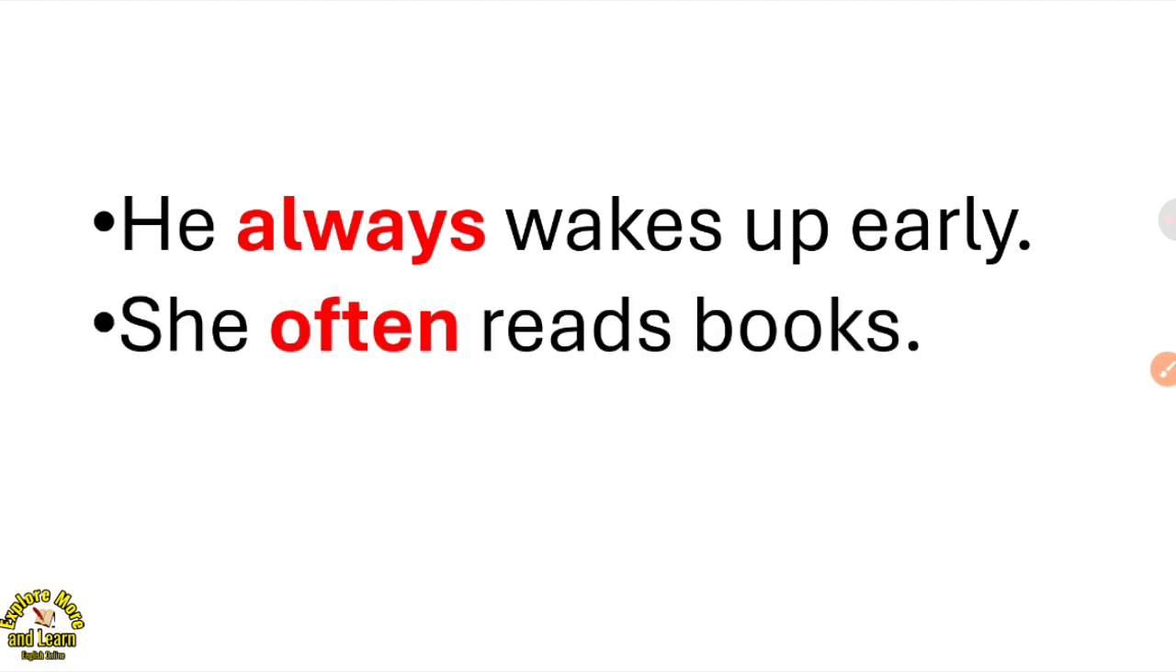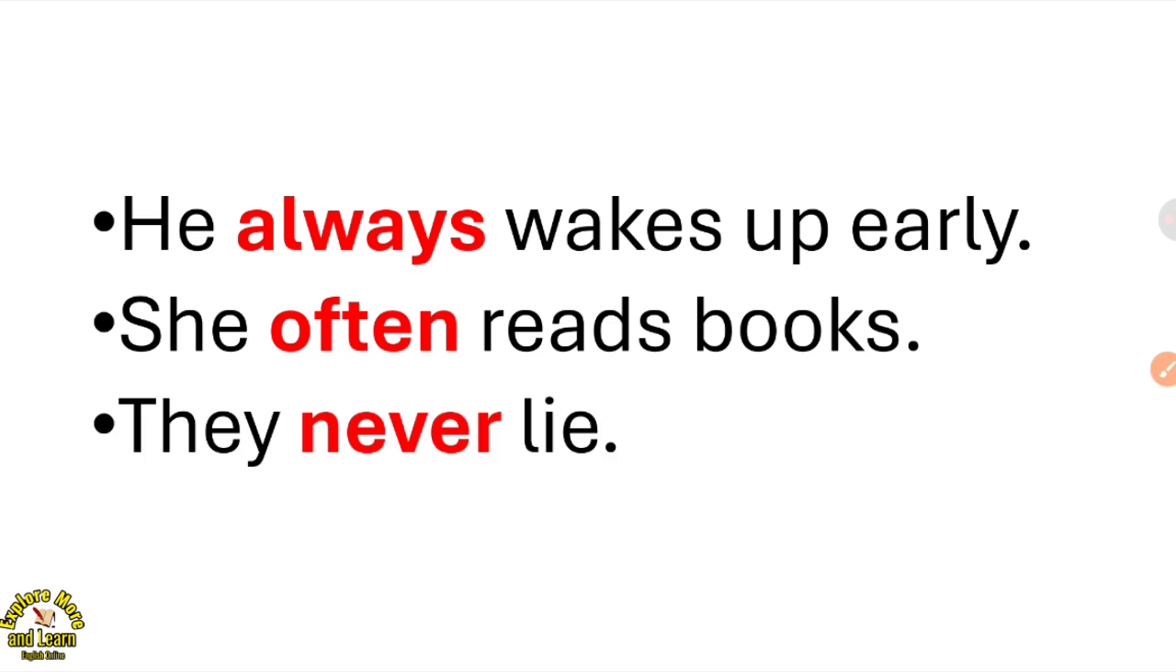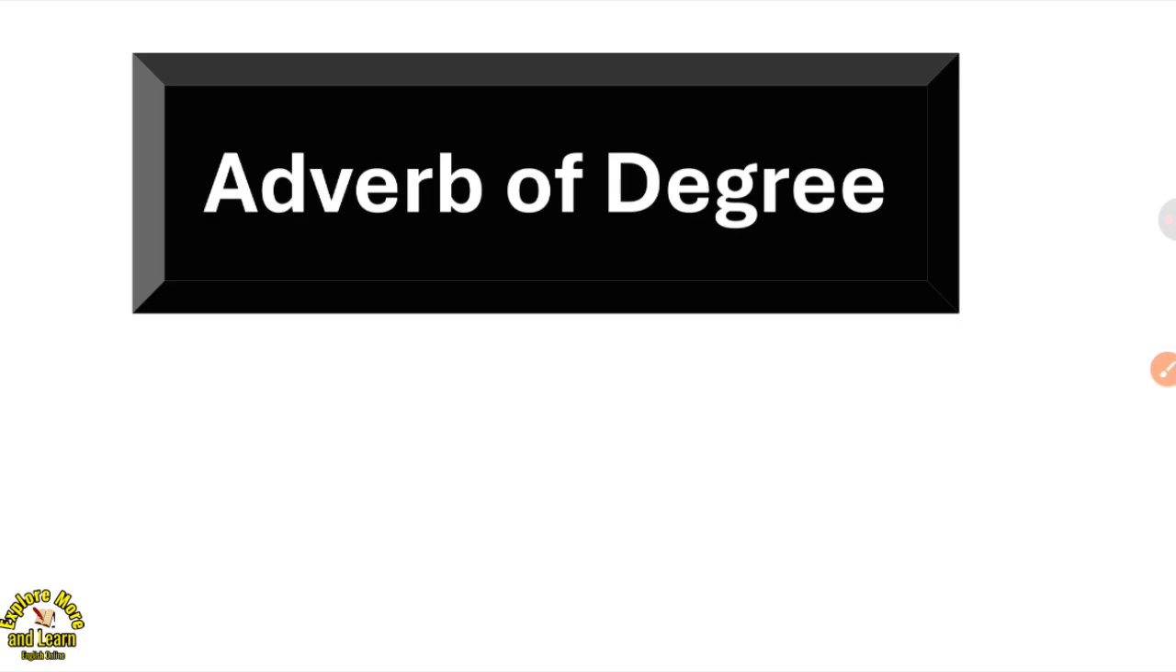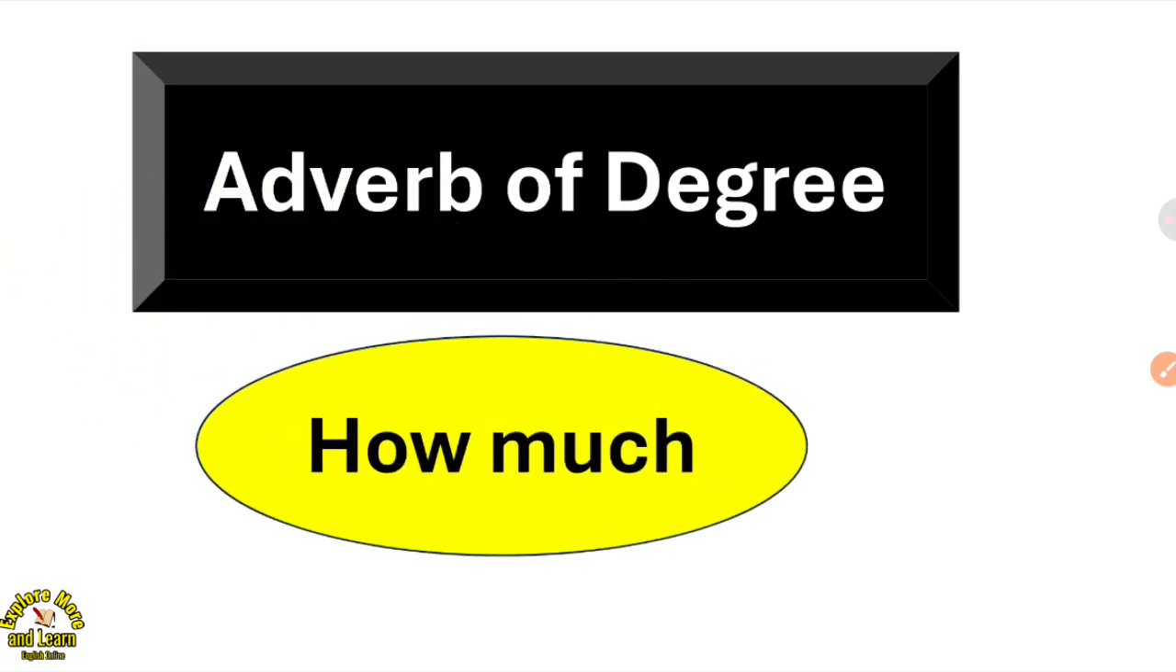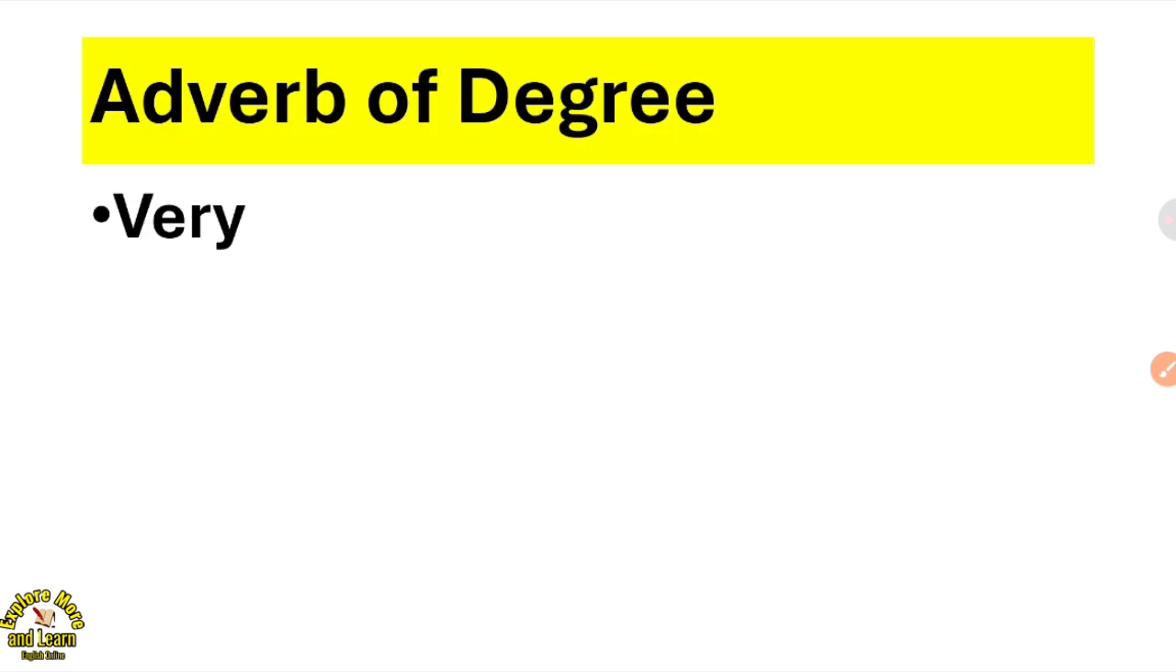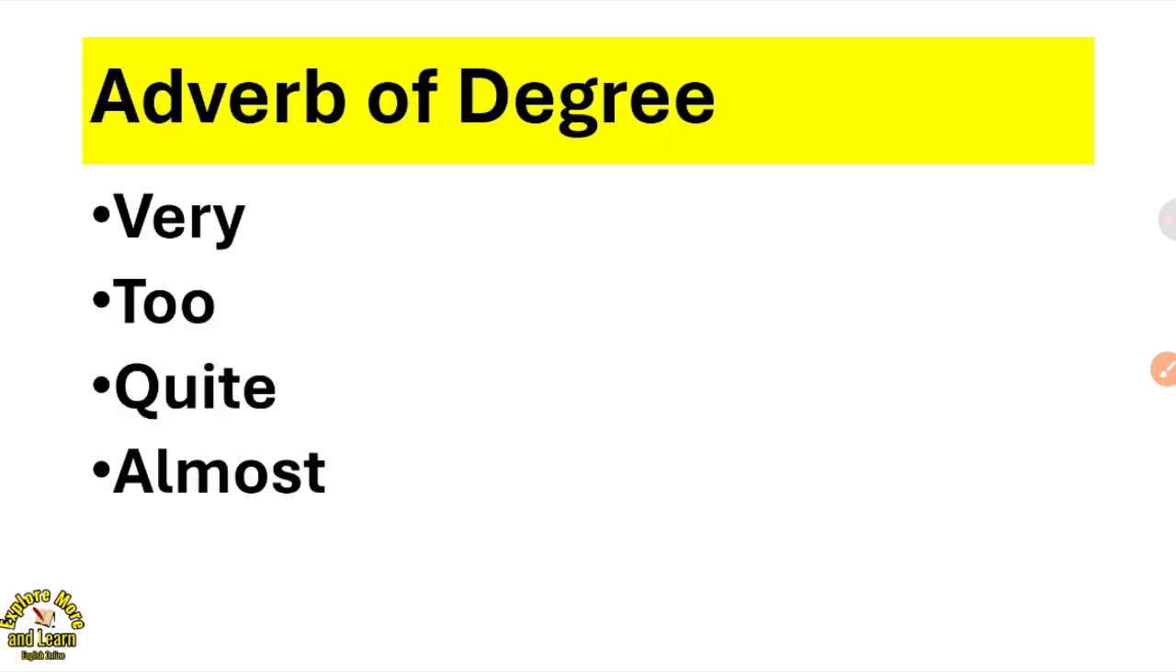Okay, so always, never, usually, seldom, like that. She often reads books. So here, often. They never lie. So never is an adverb of frequency. Now next, adverb of degree. And degree, you will ask question like how much, and you will get the answer for adverb of degree. Main words are very, too, quite, almost, enough. These are the main words. So you will underline them whenever you see in a sentence and identify them as adverb of degree.